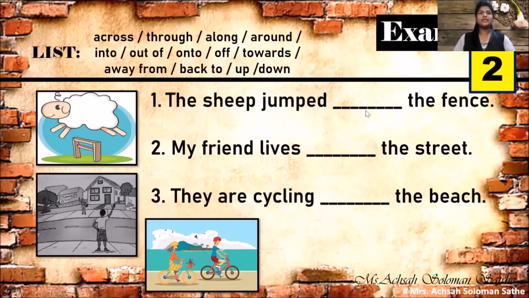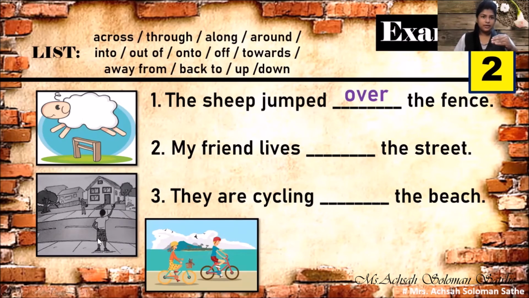Clear? So let's see the sentences over here. So right now, the sheep jumped dash the fence. So if you see the sheep, okay, there is a hindrance over here and the sheep is jumping over. So your answer will be the sheep jumped over the fence. Clear?